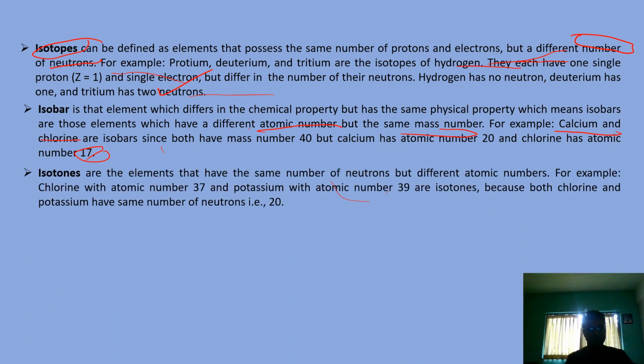Another important term is isotone. Isotones are the elements that have the same number of neutrons but different atomic numbers. For example, chlorine with the mass number 37 and potassium with the mass number 39. Those two elements are known as isotones, because chlorine and potassium have the same number of neutrons, that is 20 in number.